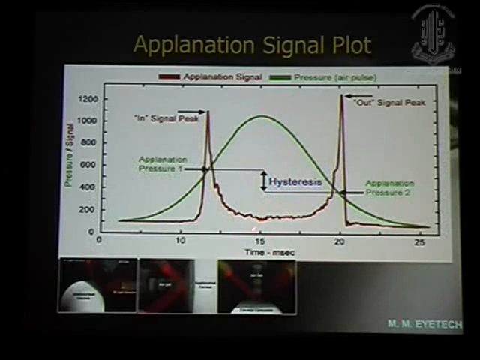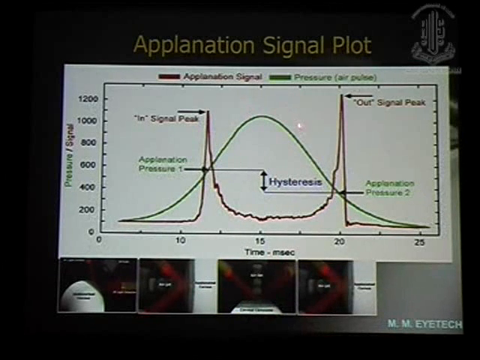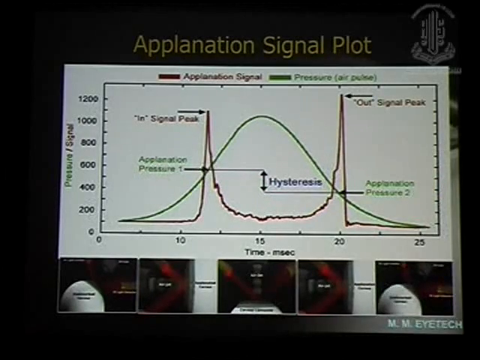But what this machine does is it continues to give pressure, thereby making the cornea concave, and then as the pressure starts to come down, there is another phase when the cornea becomes flat or applanated, which it calls the out pressure, or applanation pressure 2, or the out signal peak, before the cornea returns to its normal state. All this happens in about 20 milliseconds. So it's very quick, just like a normal NCT, but it creates an applanation pressure 1 and an applanation pressure 2, and the difference between these two is what they call the corneal hysteresis.